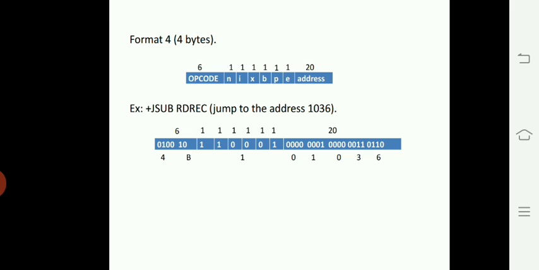The example is +JSUB RDREC. The +JSUB will have the value 4B. All the NIXBPE values are set based on the addressing mode, and the address specified here is 1036. So 1036 is the actual address of the operand. Here it is jump to subroutine, so RDREC value is 1036, which means it will jump to this location, 1036.